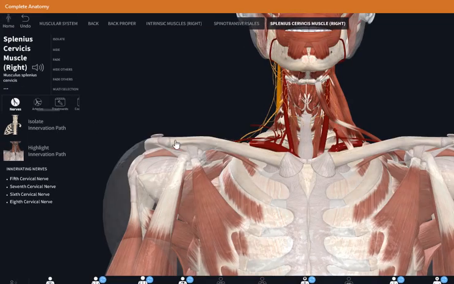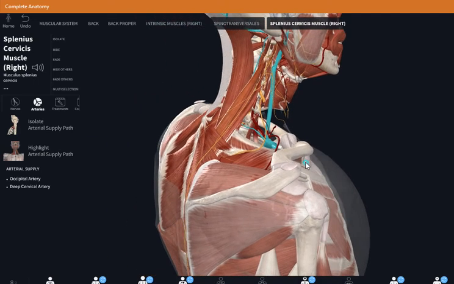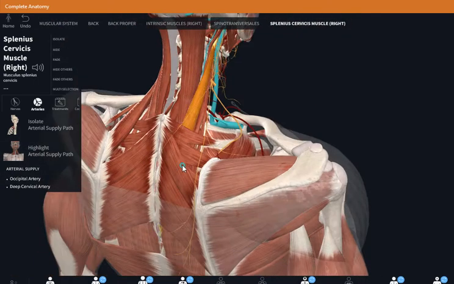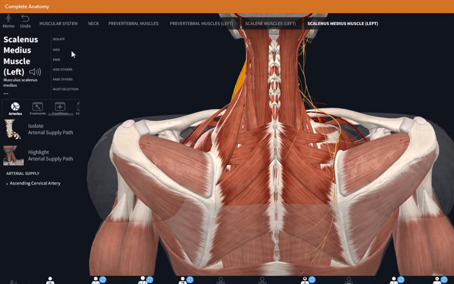Now the arterial supply, posteriorly, we have the occipital artery, since it's posterior, and we have the deep cervical artery. So now we have seen the splenius cervicis muscle. Now we can hide the splenius cervicis muscle on both sides.